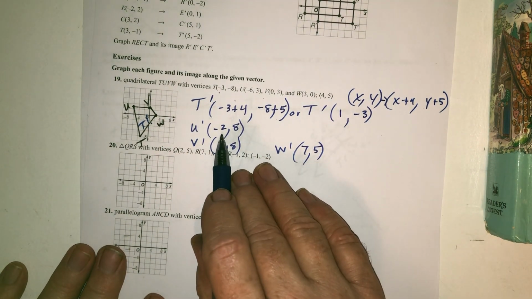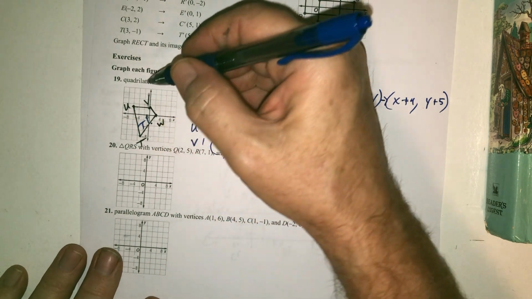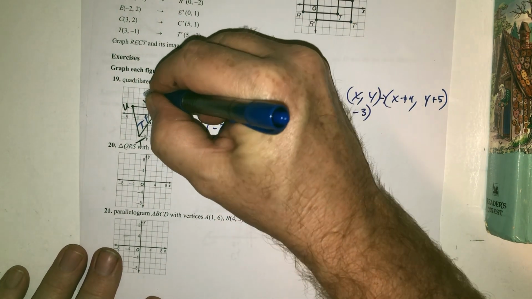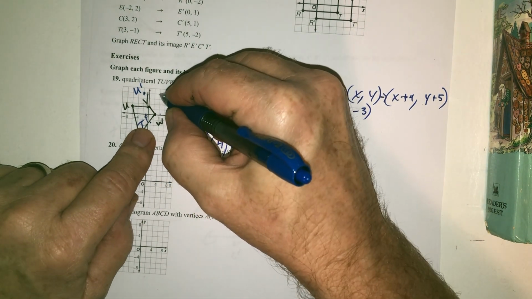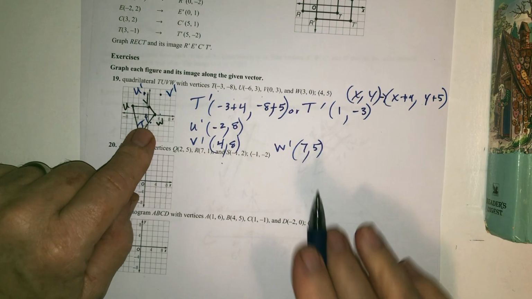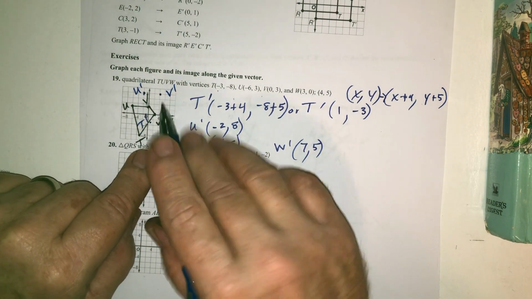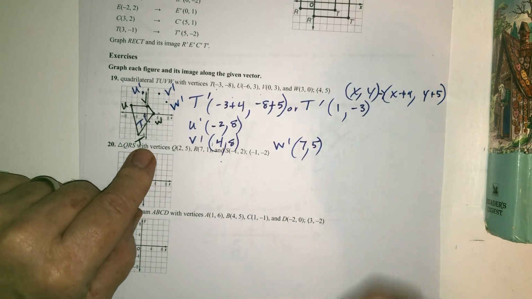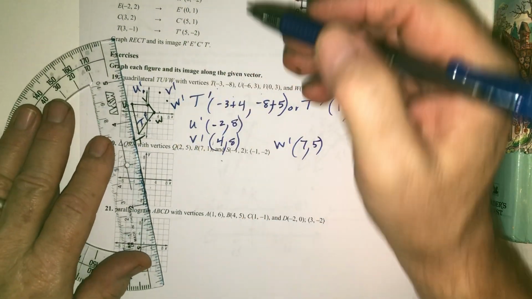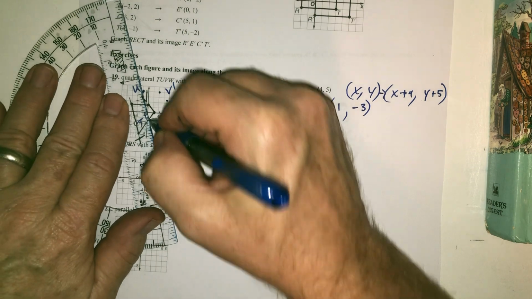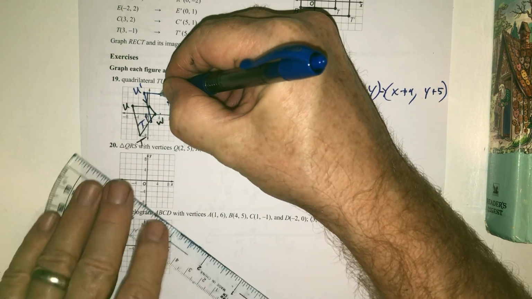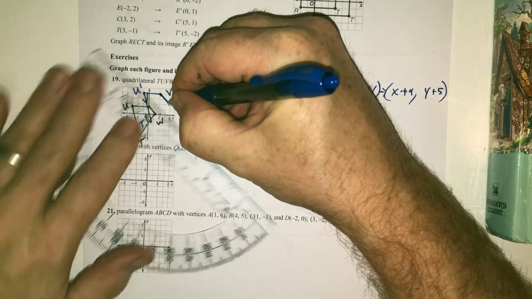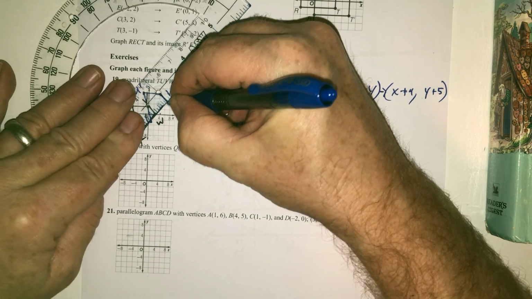Let's see, where are we? U prime, -2, 8. Okay, -2, 8 would be up here. So that would be point U prime. And then 4, 8 would be this point right here. That's V prime. And then 7, 2, 4, 5 would be in the center of that box, W. So then you could connect T prime to U prime, U prime to V prime, V prime to W prime, and then T prime to W prime.